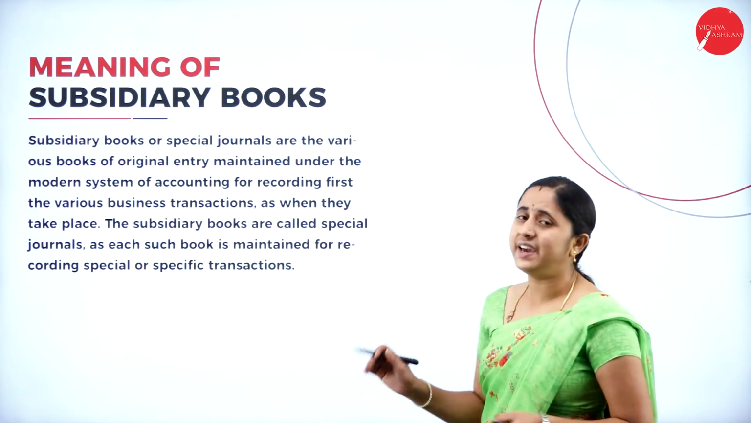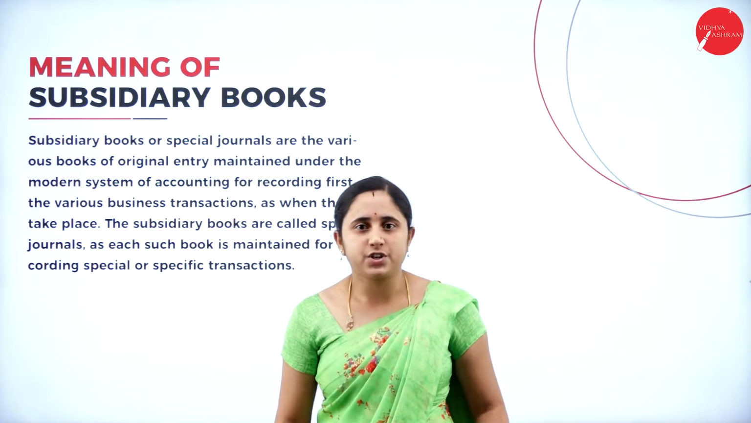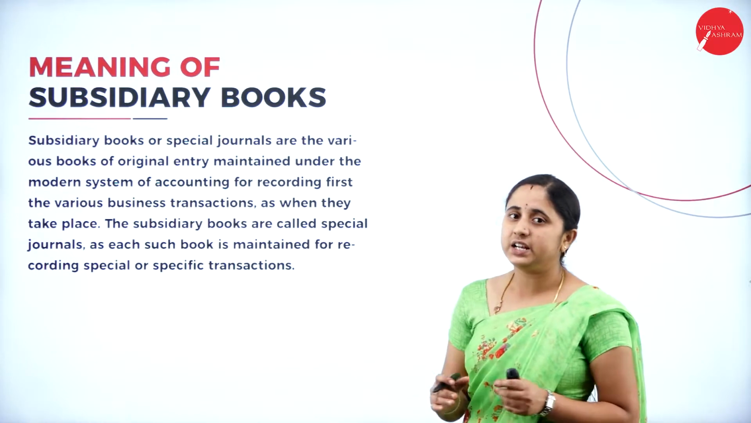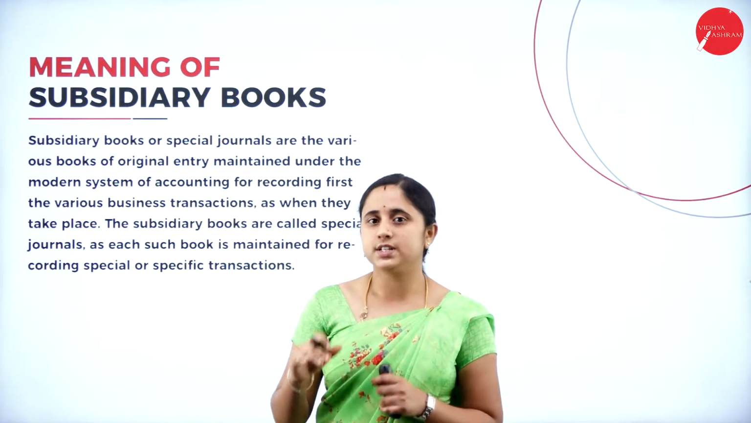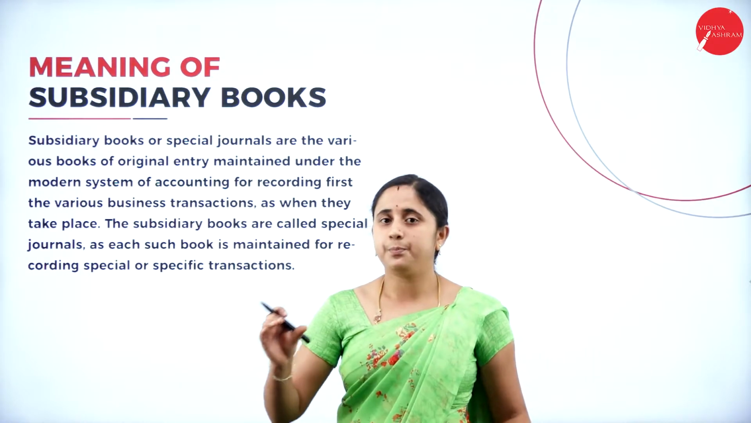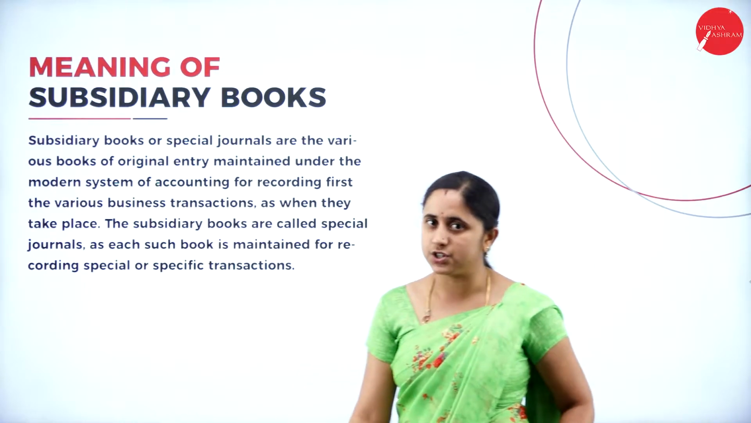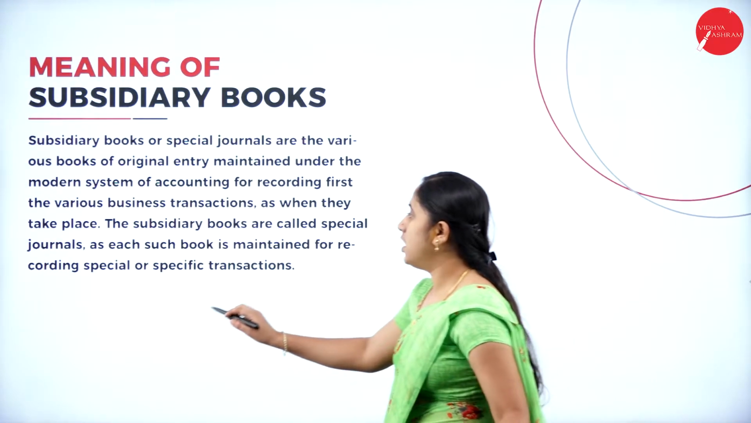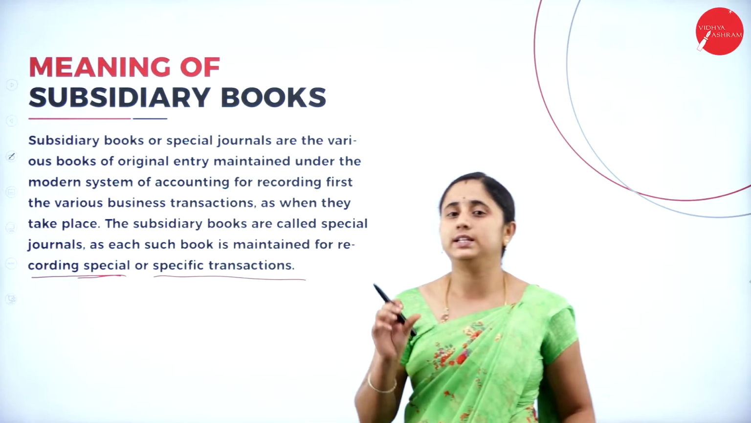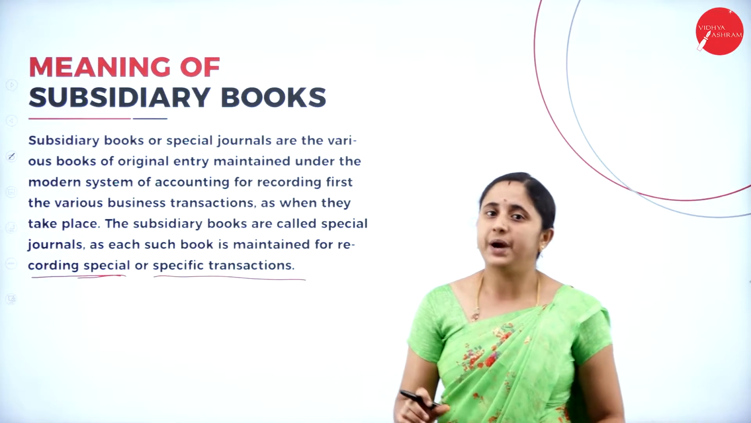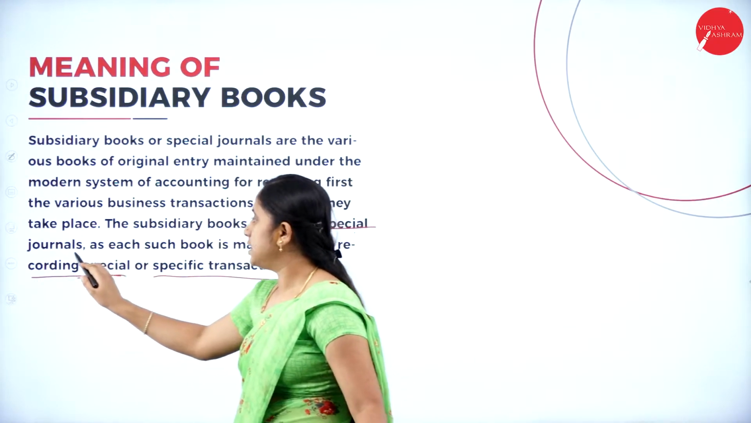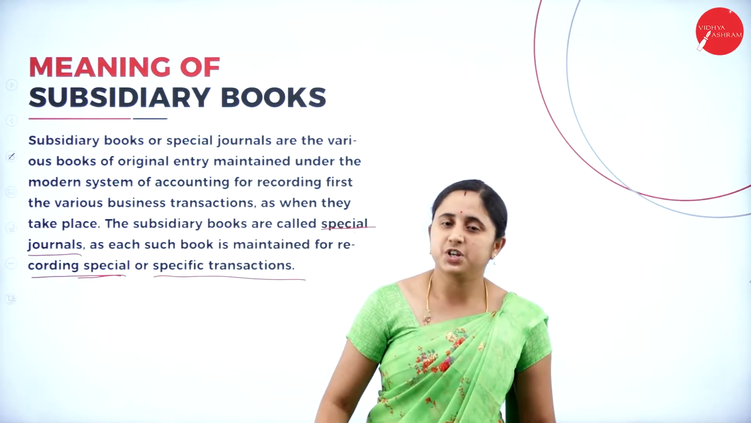So here it helps to record all the transactions in a particular account. Like in journal entry, we'll record all the transactions in a single book, but in subsidiary book, we'll maintain a separate book for a particular or specific transaction. So here you will record special or specific transactions. You will record only the specific transaction in a particular book. It is also called special journal. Subsidiary book is also called special journal.